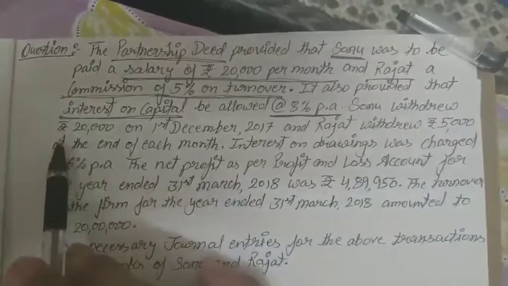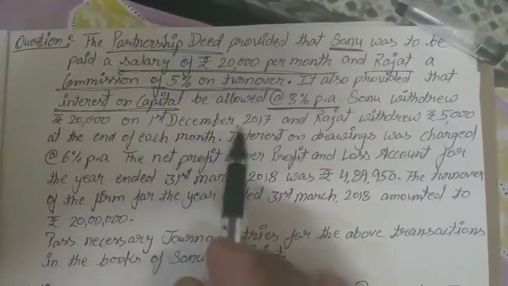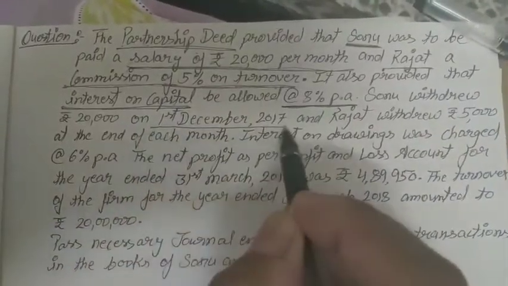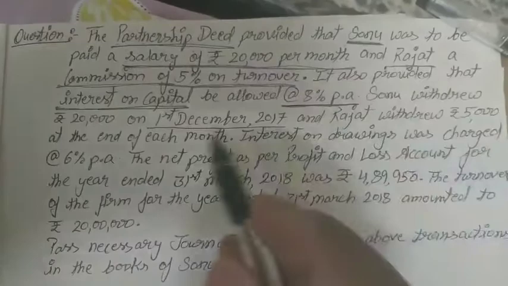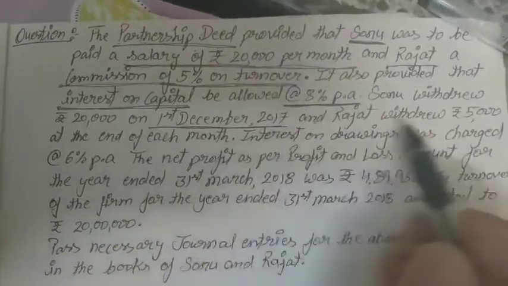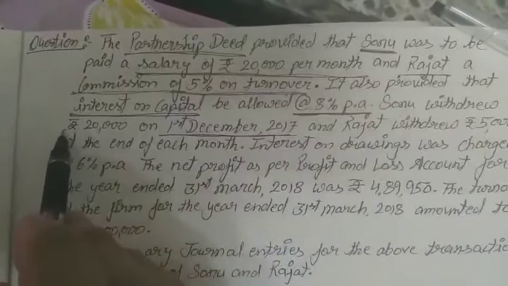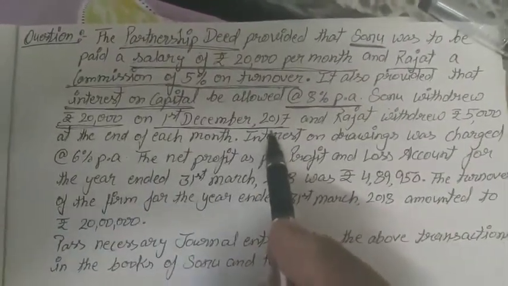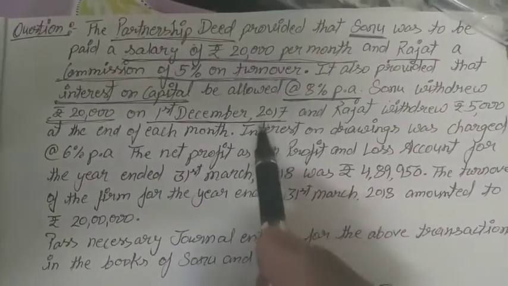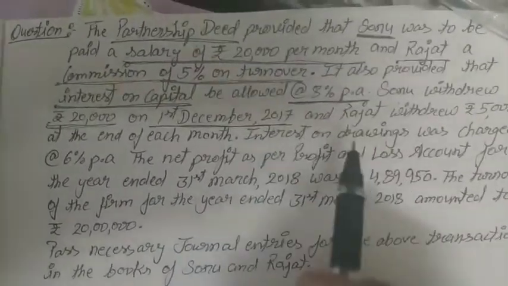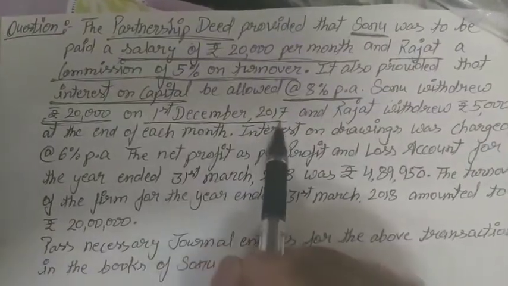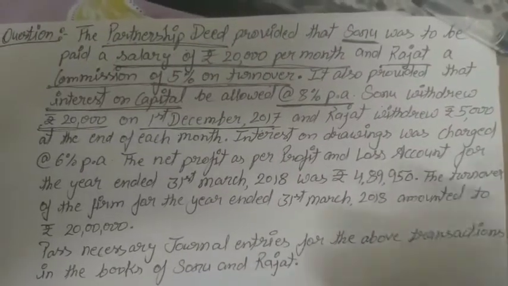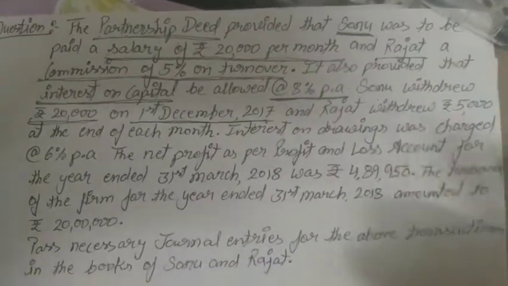Sonu withdrew rupees 20,000 on 1st December 2017. The date is important in this question, and in every question of accountancy. If the firm charges interest on Sonu's drawing, the interest will be charged from 1st December 2017 to the end of the year for which they are preparing the profit and loss appropriations account.